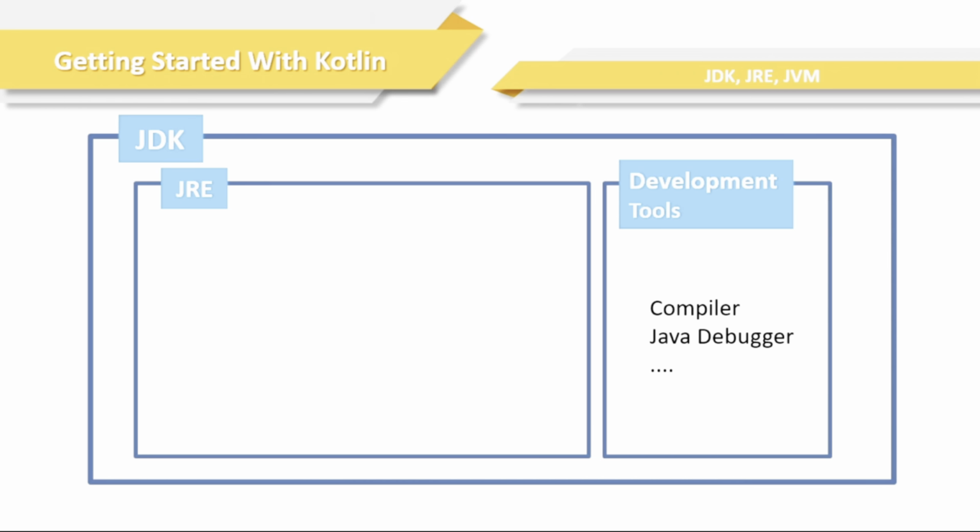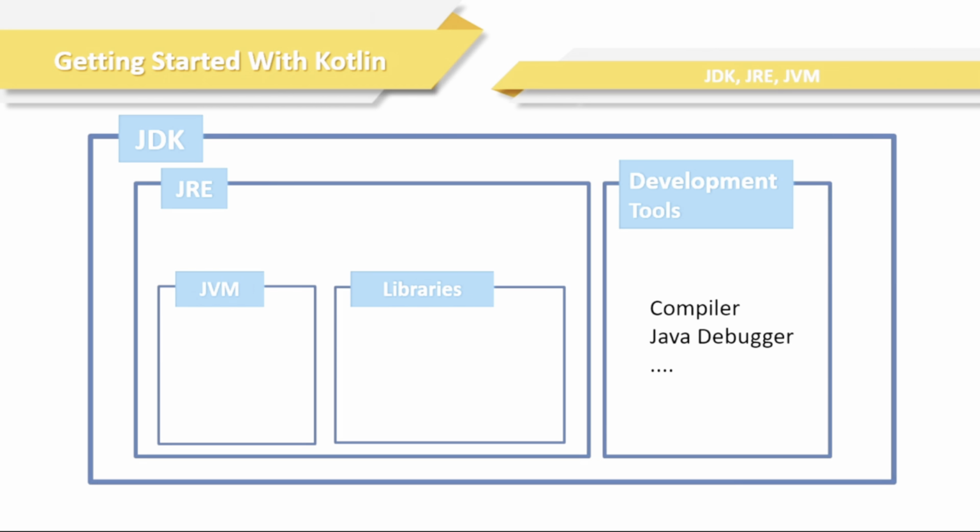The JRE, or Java Runtime Environment. This is a software package that combines libraries, the Java virtual machine, and other components to run applications written in Java. So the JRE is the runtime portion of Java, and this is all you need to run it in your web browser. It includes Java Virtual Machine, or JVM, and libraries.